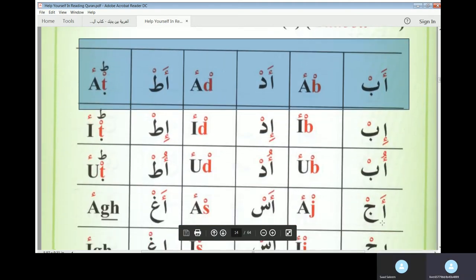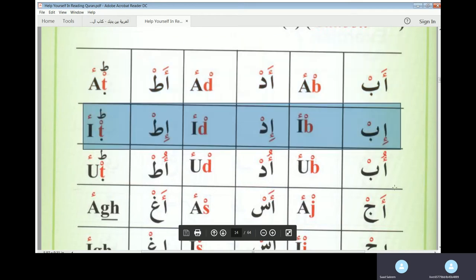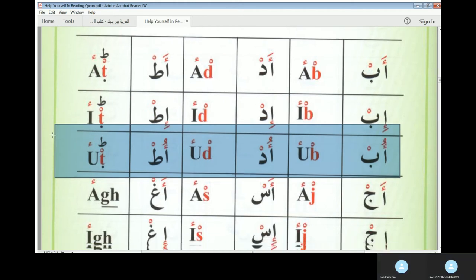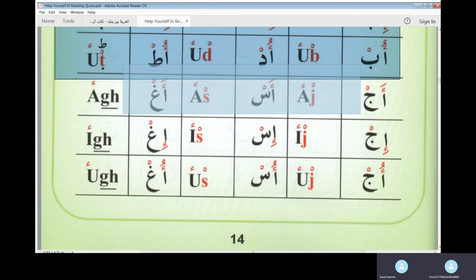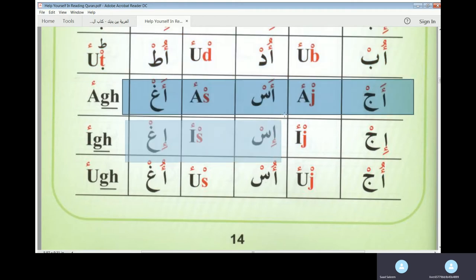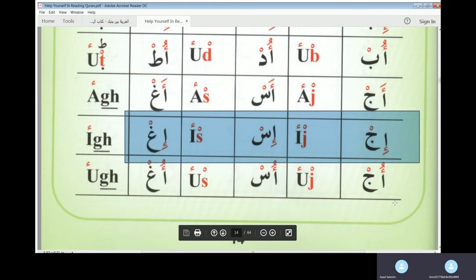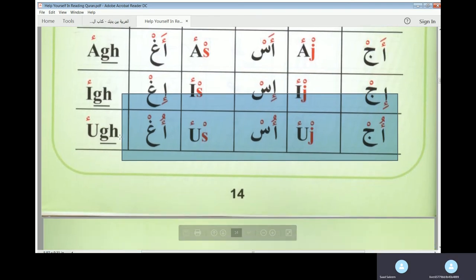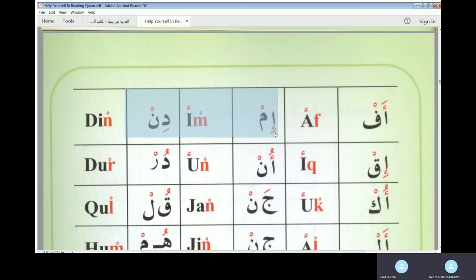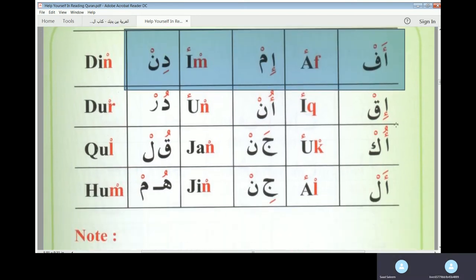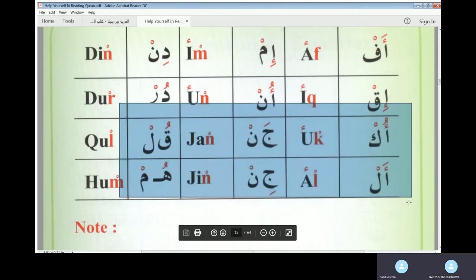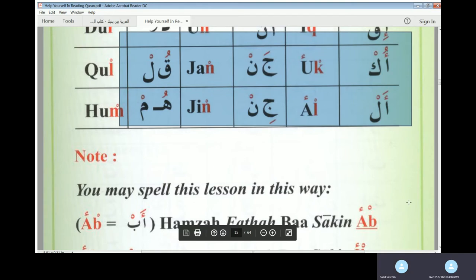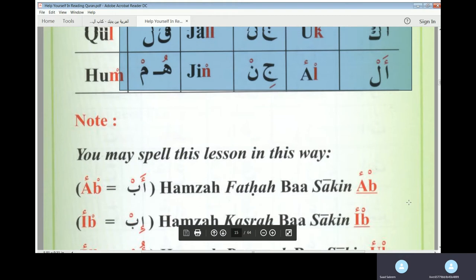Ab, ad, at. Ib, id, it. Oob, ood, oot. Aj, as, ag. Ij, is, ig. Uj, us, ug. Af, ik, indoor. Uk, jan, cool, edge, jin, al jin hum.